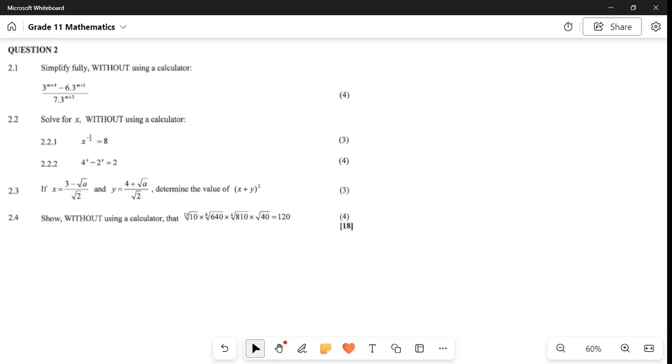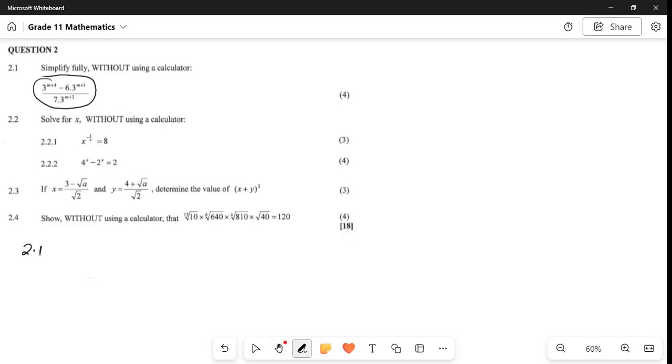And again, we are dealing with a grade 11 question paper. This is question 2 of paper 1. So let's get down to it immediately. We've got this question here. You are required to simplify fully and without using a calculator. I will rewrite the question here at the bottom, and then on the right hand side we are going to work it out.